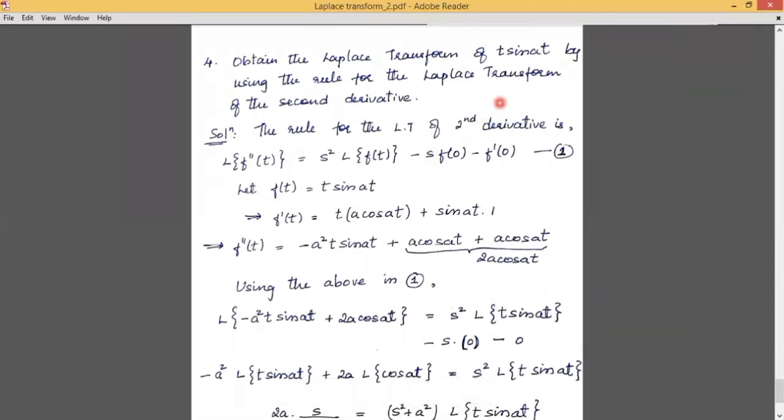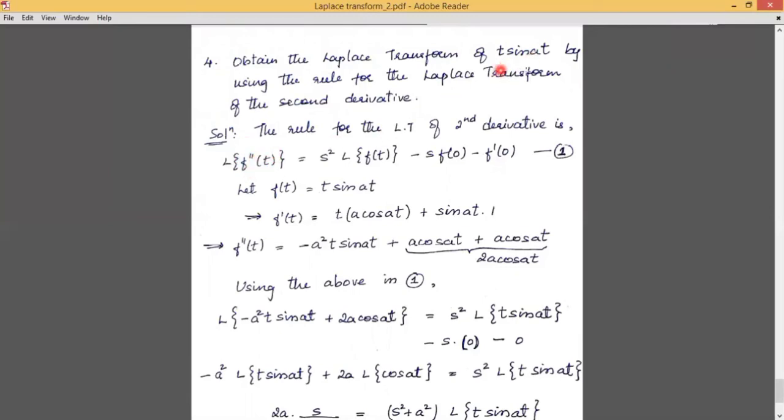Obtain the Laplace transform of t sin at by using the rule for the Laplace transform of second derivative. So you know what the rule for Laplace transform of second derivative is. Laplace transform of f double dash of t, this one also we have proved, is equal to s square L of f of t minus s into f of 0 minus f dash of 0. This is the rule for Laplace transform of second derivative.